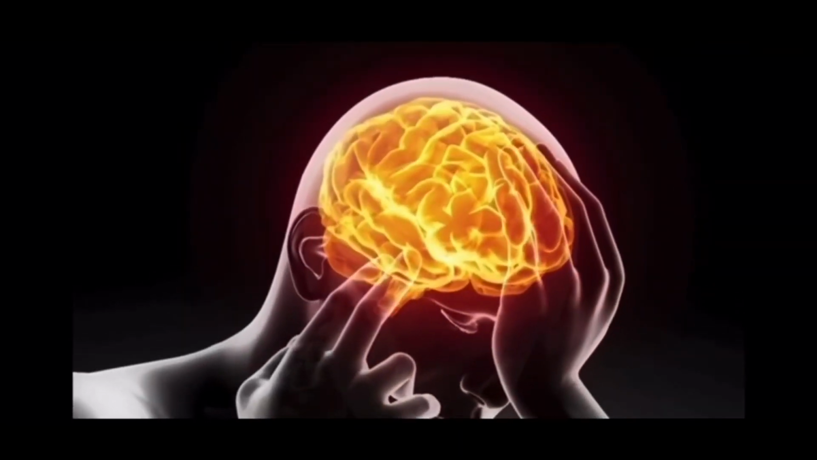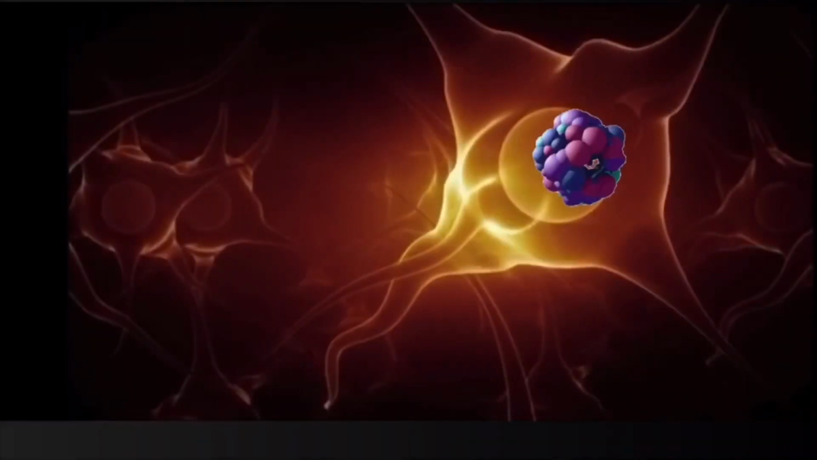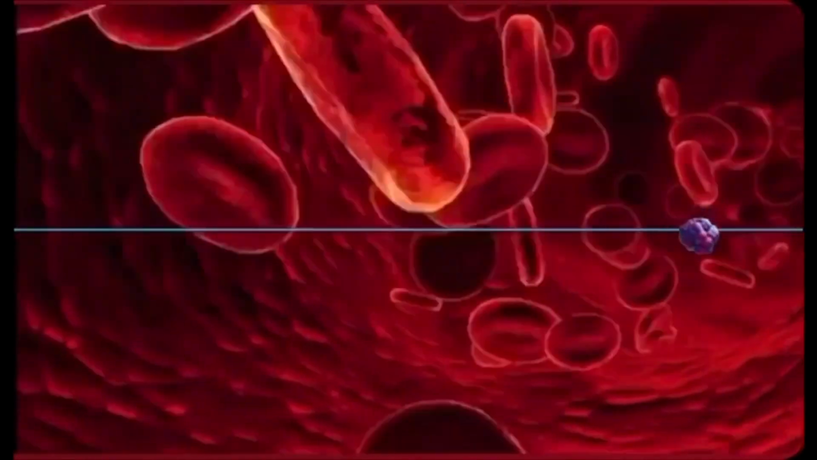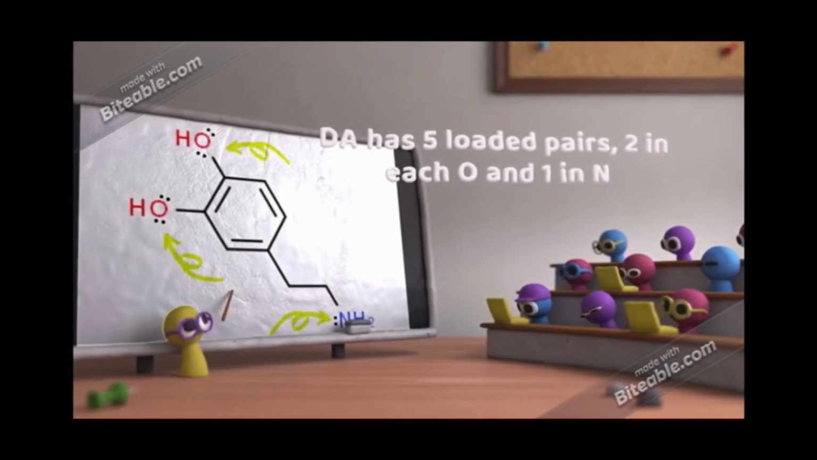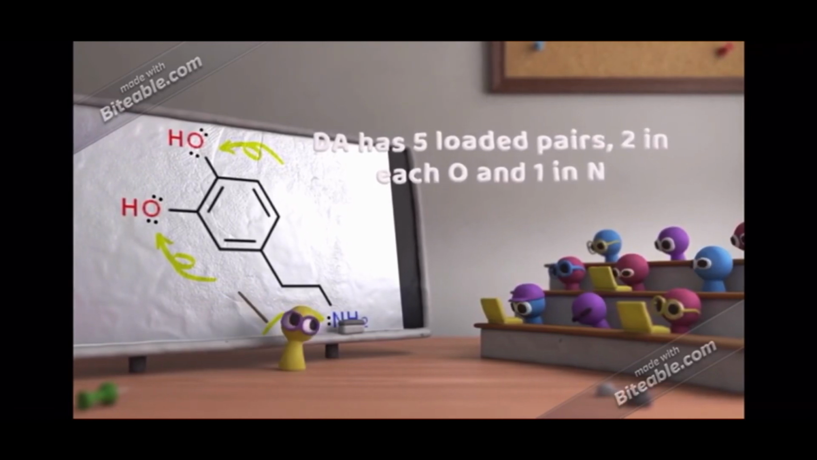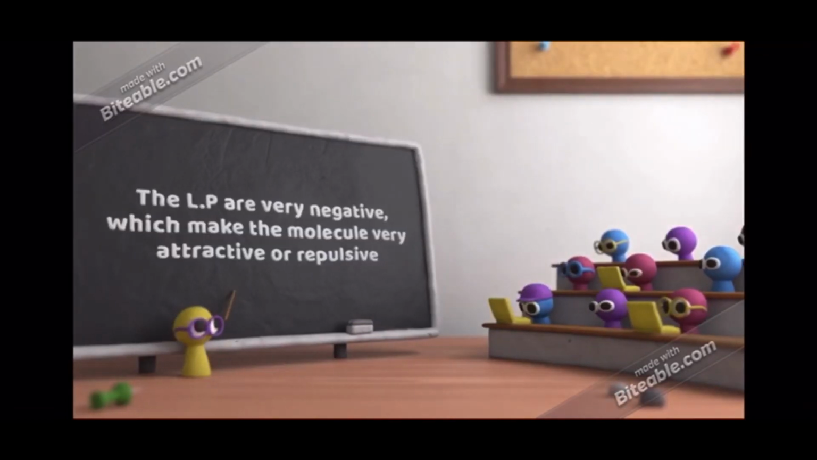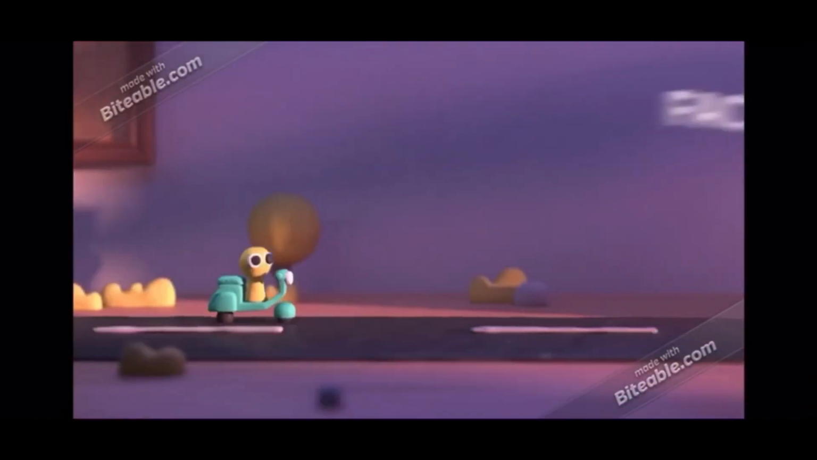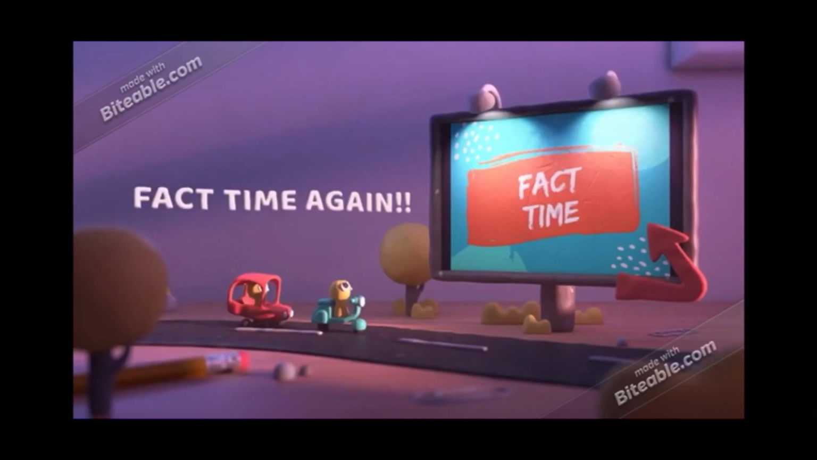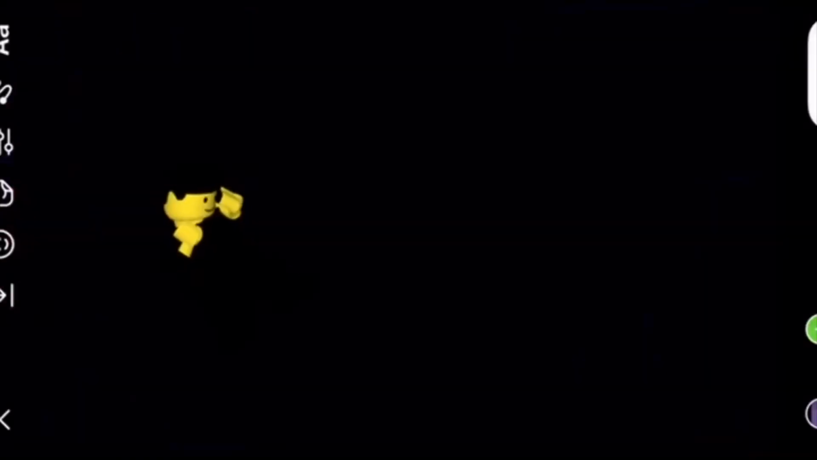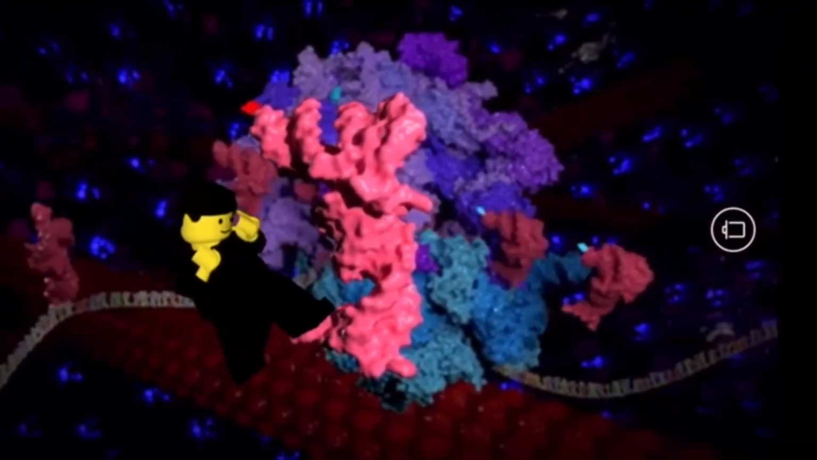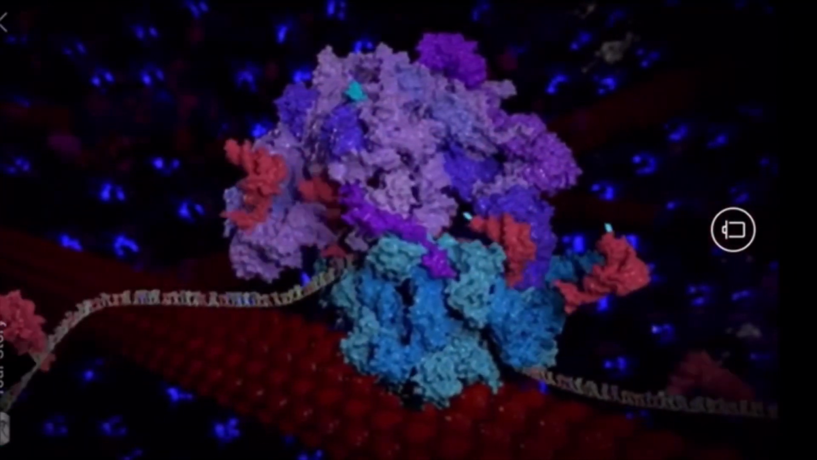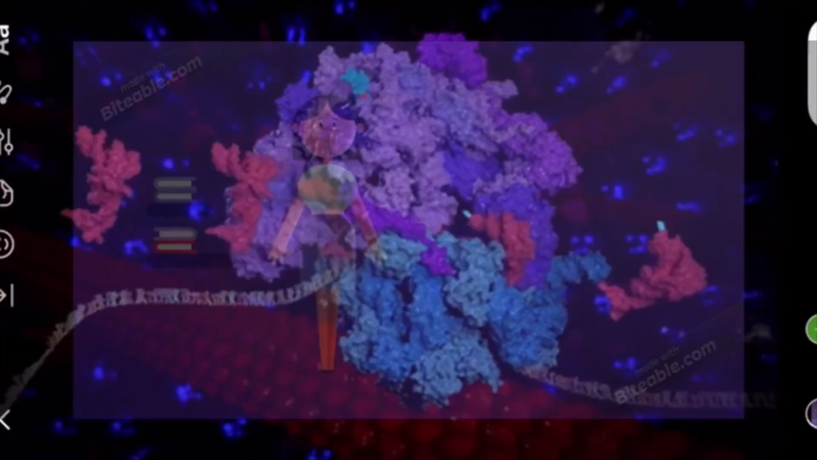It has a benzene ring in the center, and the ring is non-polar. It makes the molecule slightly less polar. That enhances that dopamine can't pass the blood-brain barrier. Dopamine has 5 lone pairs, 2 in each oxygen and 1 in nitrogen, but yet its formal charge is neutral. The lone pairs are very negative, which makes the molecule very attractive or very repulsive. The protein and dopamine molecules repel each other, which causes dopamine to flow nicely through the bloodstream without being restricted.